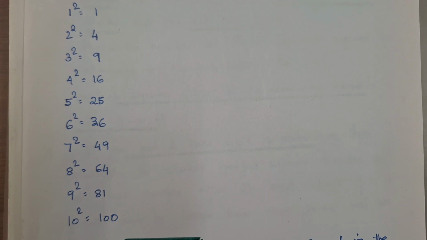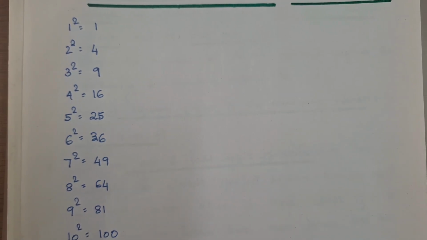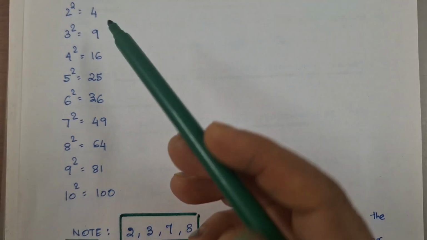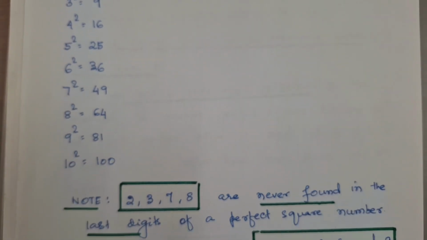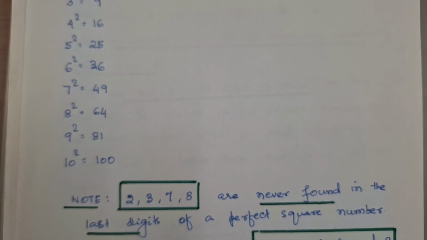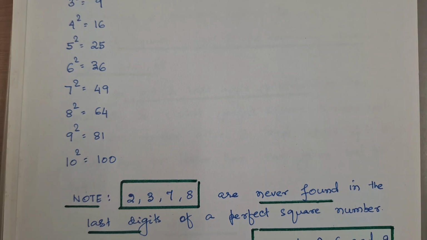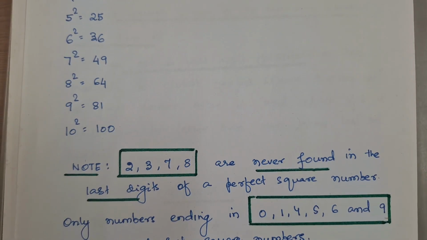Now, if you know the squares from 1 to 12, you will see a pattern being formed. Numbers 2, 3, 7 and 8: note, these numbers are never found in the last digit of a perfect square number. Can you find 2, 3, 7 or 8 in any of the squares of 1 to 10? No. So keep in mind that 2, 3, 7, 8 are never found in the last digit of a perfect square number. Only numbers ending in 0, 1, 4, 5, 6 and 9 will give us perfect square numbers.